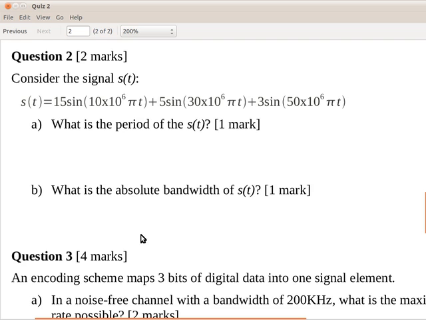So make sure you understand decibels, and for the next quiz, understand some of these things we've just gone through with Nyquist, Shannon, and these relationships of signals, bandwidth and so on. Let's continue next week.